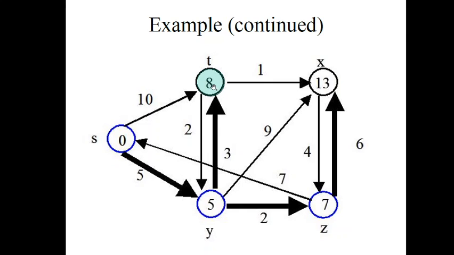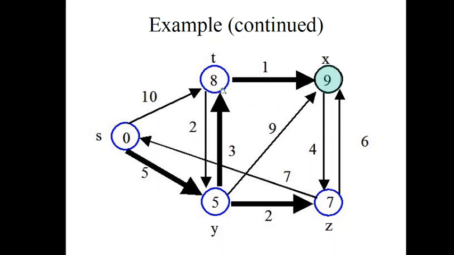The minimum is t, and t has only 2 adjacent vertices, y and x. For y the previous distance is 5, then 8 plus 2 is 10, 10 is greater than 5, therefore no change for y. And here t to x, you can see 8 plus 1 is 9, 9 is a better value compared to 13, therefore x value will be replaced with 9 and the predecessor of x will be set as t. You can see that. Now the path will be displayed in dark lines. I hope you are visualizing it.